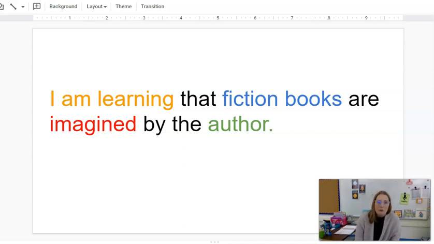Let's look at the red word which says imagined. What do you guys think it means to imagine something? If you said it means to think up something in your mind, to come up with something crazy and fantastical, you're right. That's what it means to imagine something. So we're learning that fiction books are imagined by the author of that book.